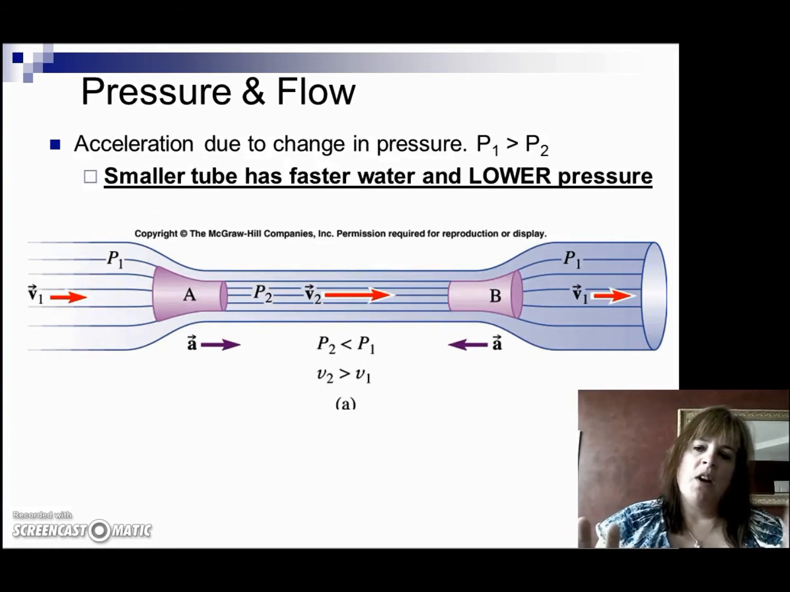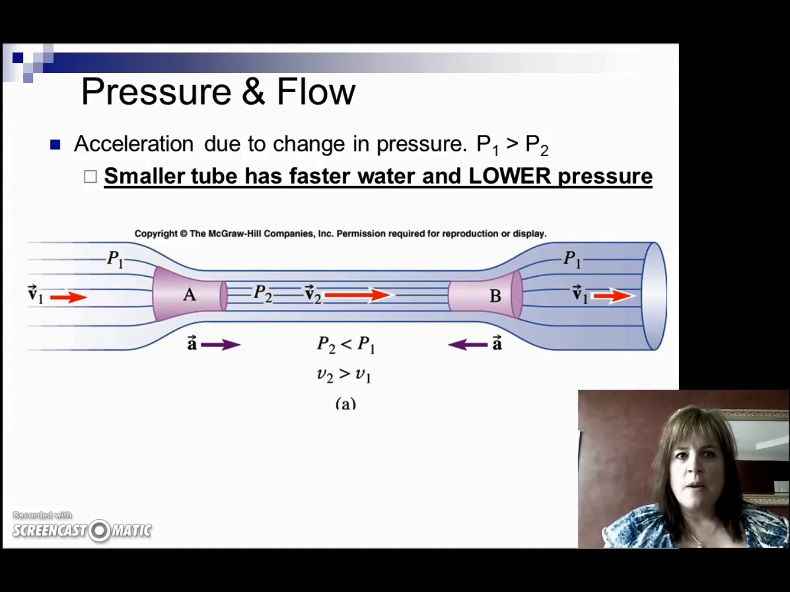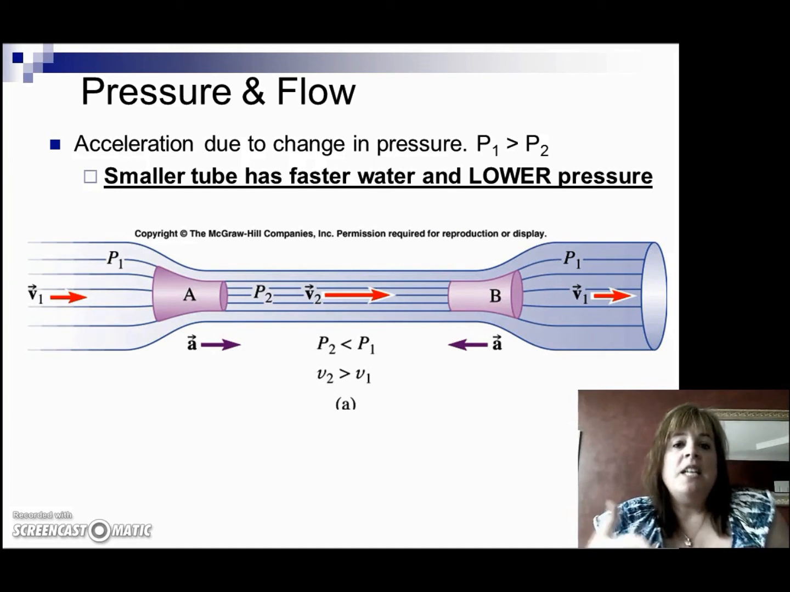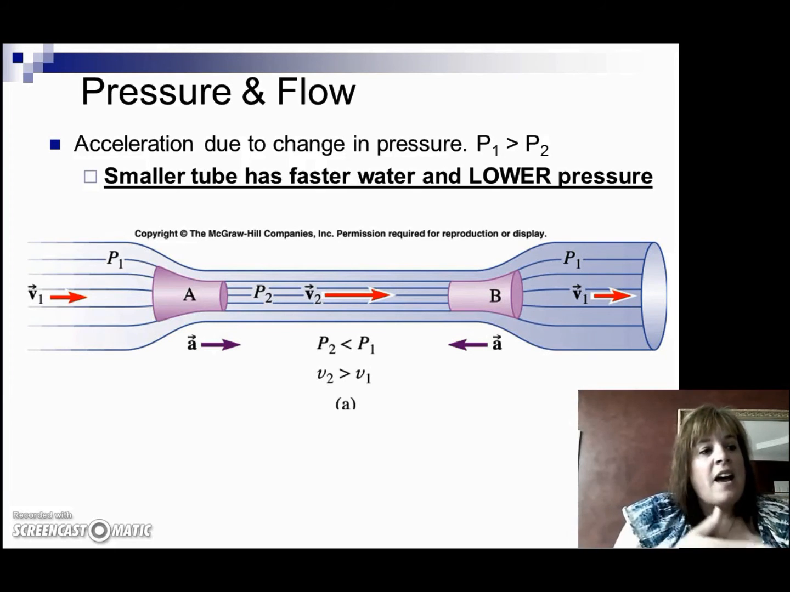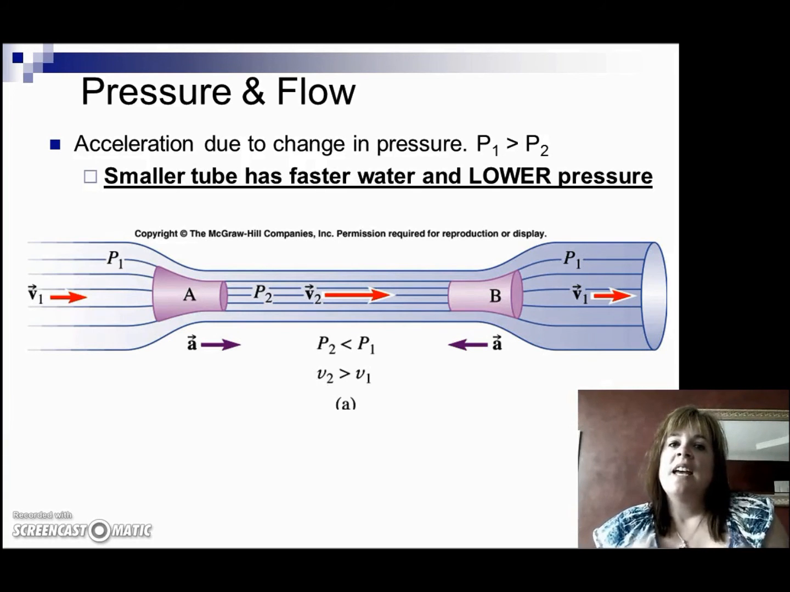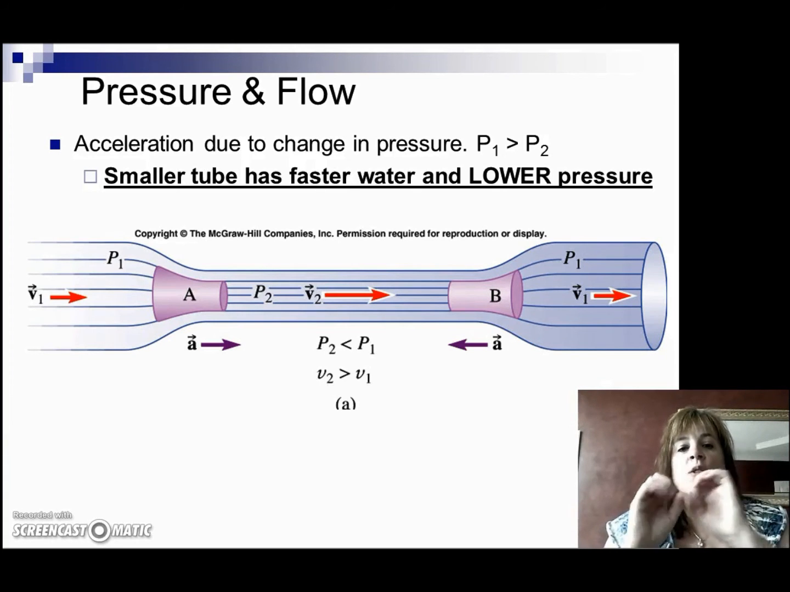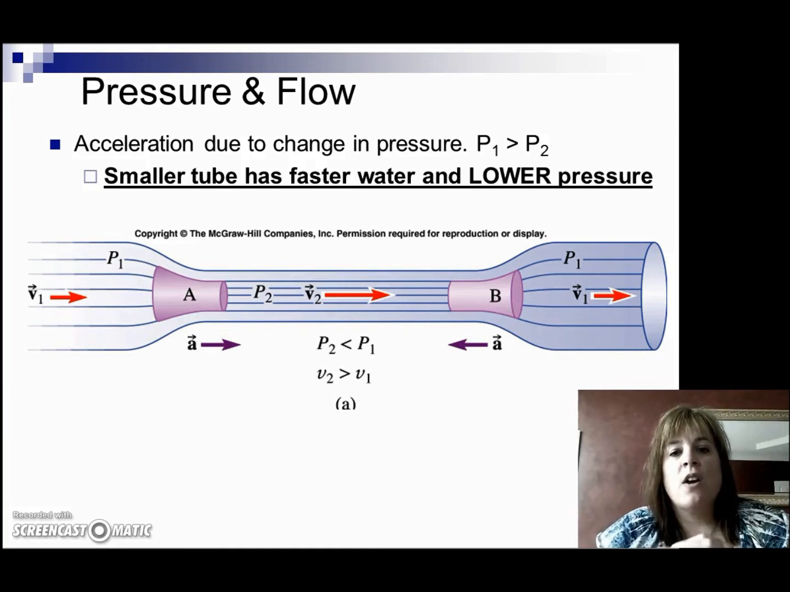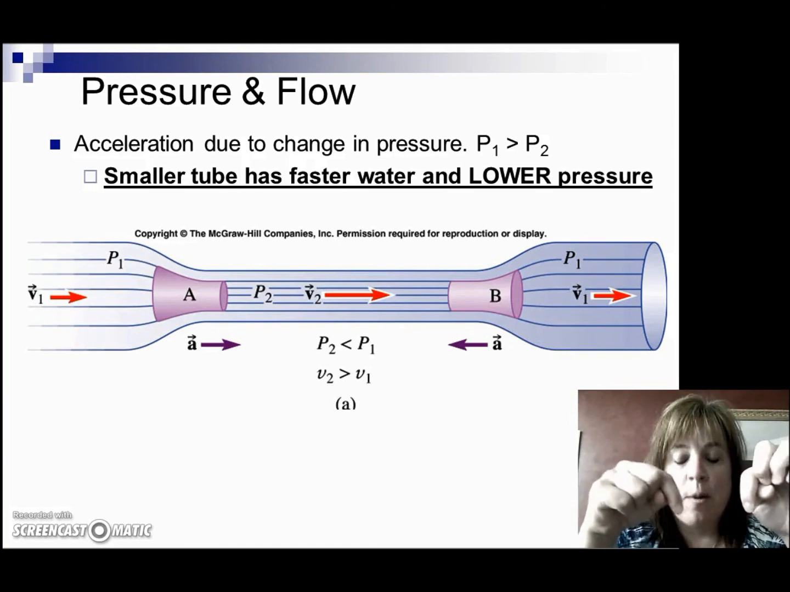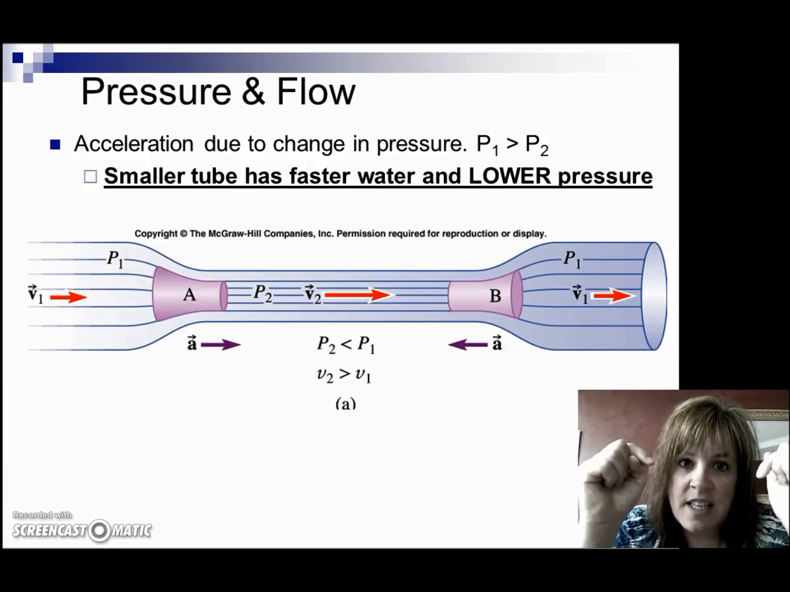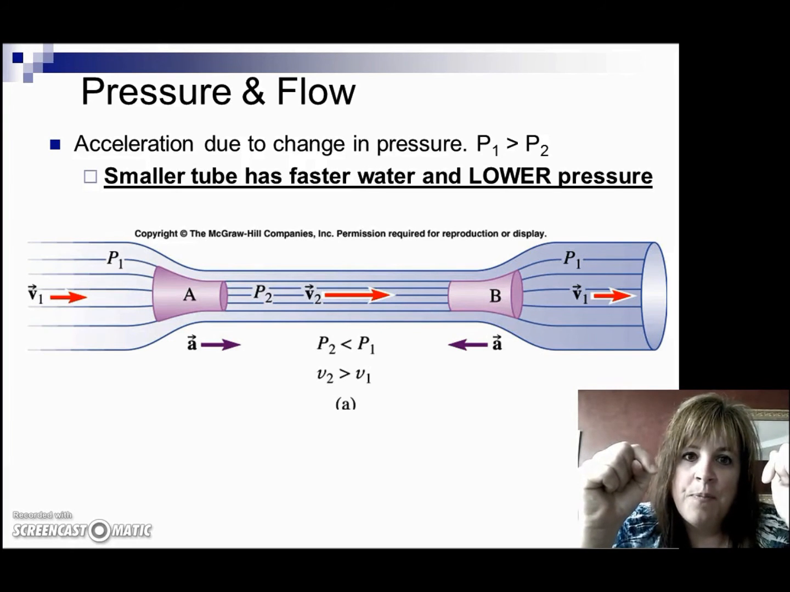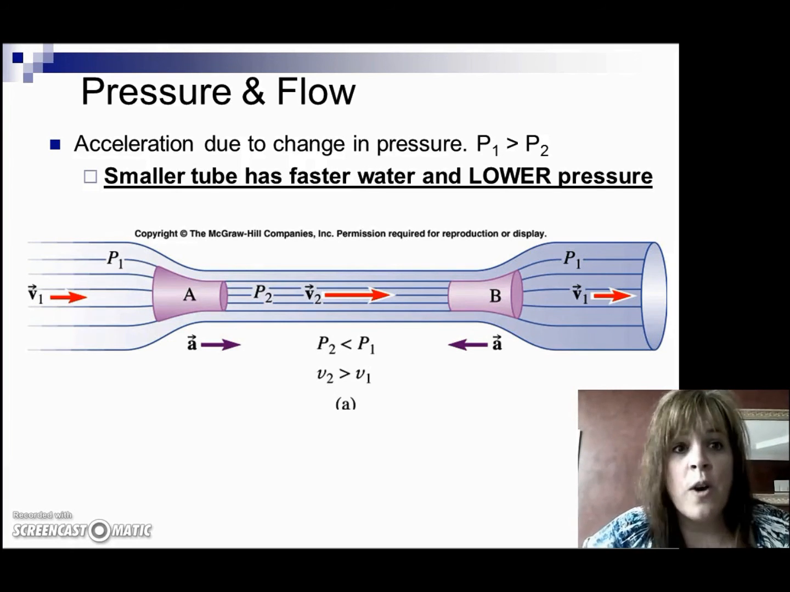We're going to talk some more about this in class. I actually have a really good demo for this. But if I speed up, I have to have a higher force in the bigger section of tube. So the smaller section, which has the faster water, in fact, has the lower pressure. Like I said, that's counterintuitive. So that's one thing you're going to want to remember.